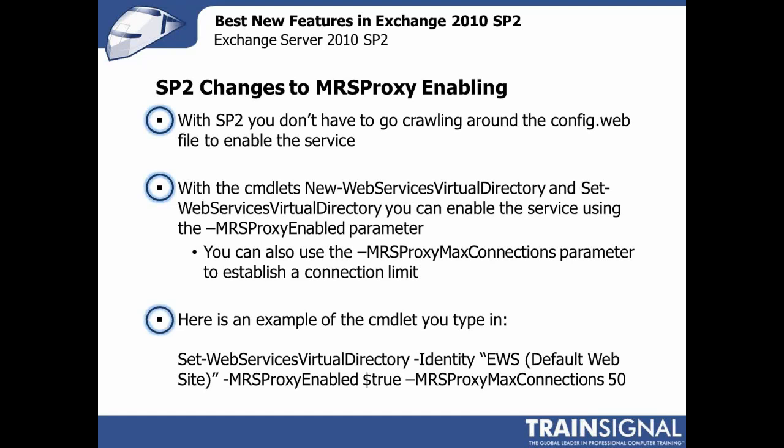Set-WebServicesVirtualDirectory -Identity "EWS (Default Web Site)" -MRSProxyEnabled $true -MRSProxyMaxConnections 50. Now, in doing this command, there's two things you've accomplished. The first is that you have enabled the mailbox replication service by putting the $true. The second is you've changed the max connections to 50. The default is 100. So using this commandlet as is right there, you would have changed it to 50.